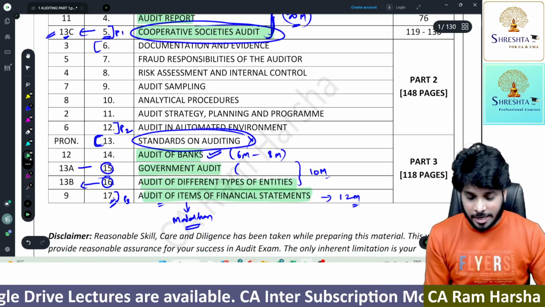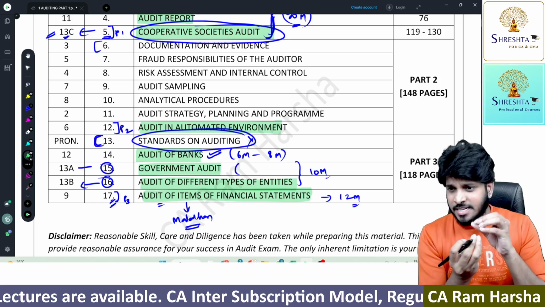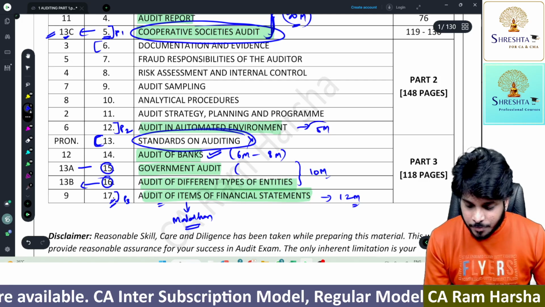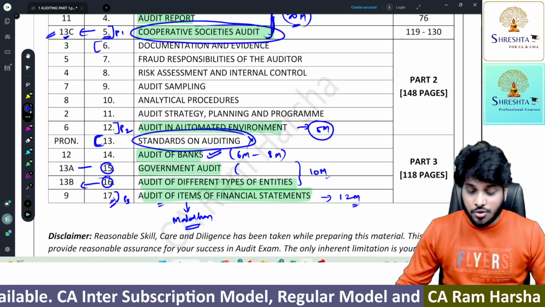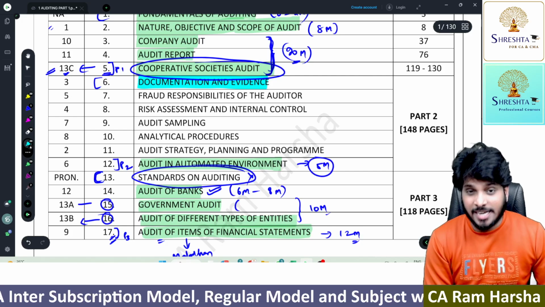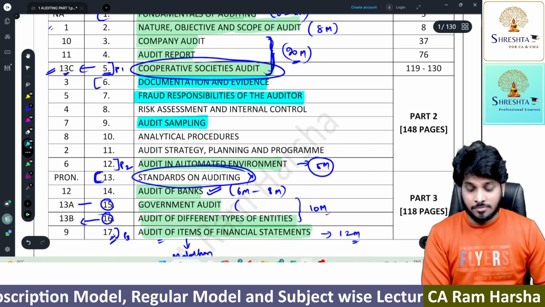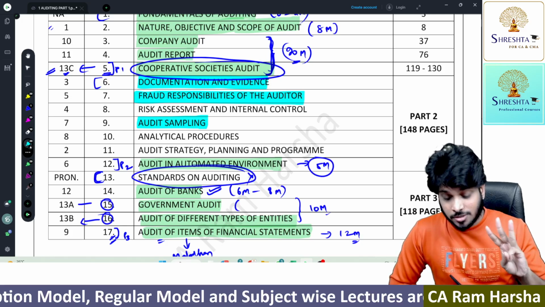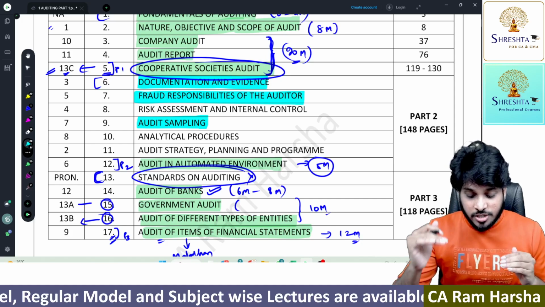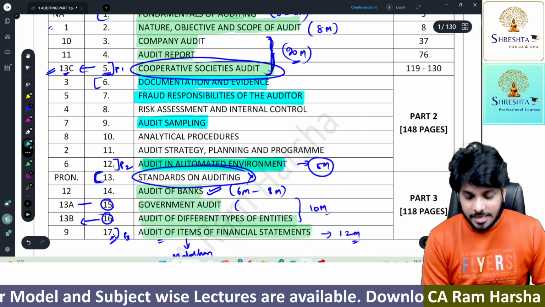Then if you still have time, come and revise audit in automated environment, because it's again a small chapter with 5 marks weightage. It's a small chapter with good weightage. Then you need to study the chapters called documentation and evidence, fraud, and audit sampling, these 3 chapters. So after Part 1 and Part 3, which chapters do you study? First audit in automated environment, then documentation, then fraud, then audit sampling.